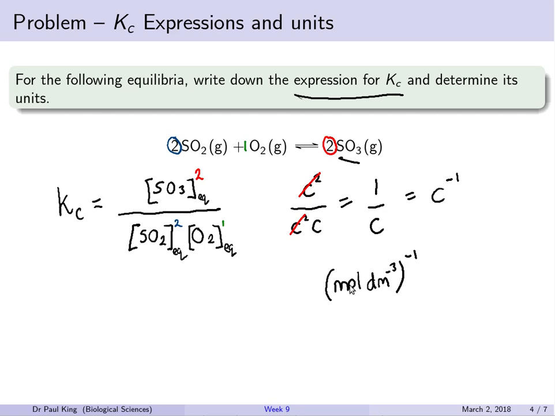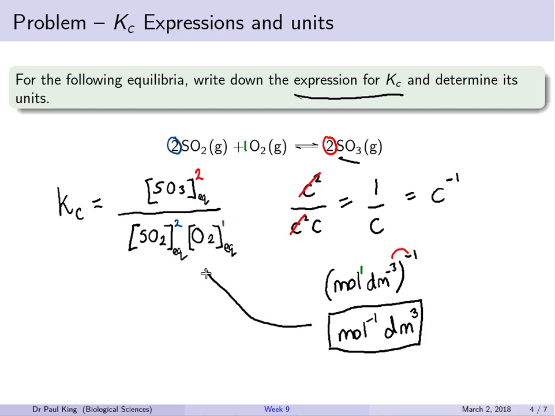Now here we have moles, so that's moles to the power 1, which I haven't explicitly put in there, but 1 times minus 1 is simply minus 1. So we're going to get moles to the minus 1. For the decimeters part, we've got decimeters to the minus 3, and minus 3 times minus 1 is plus 3. So we get decimeters cubed. Okay, so those are the units for this equilibrium constant expression.